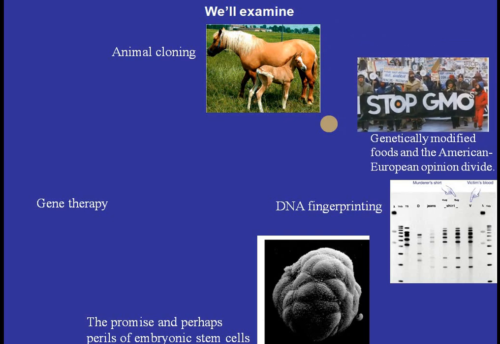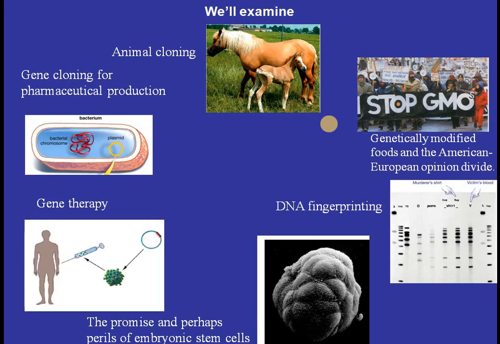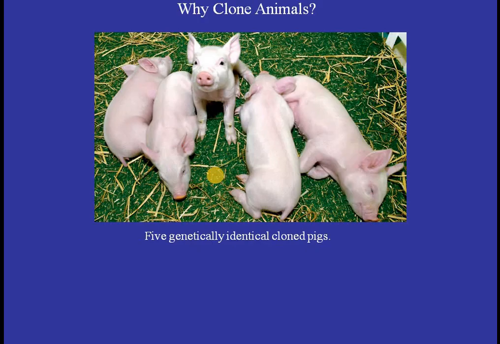Then we also have genetically modified crops and foods. Then gene cloning for pharmaceutical production, that is one of the most important applications of biotechnology and recombinant DNA technology. Then gene therapy, that is also one of the important applications of biotechnology and recombinant DNA technology. Okay, so animal cloning. The first animal cloned is known as Dolly. Dolly and its surrogate mother. Genetically identical pigs have been cloned.